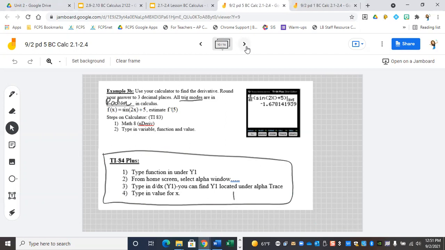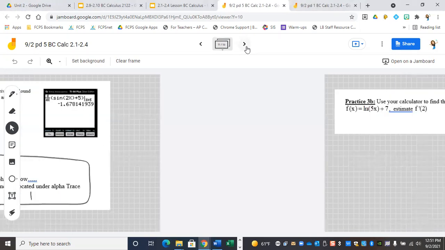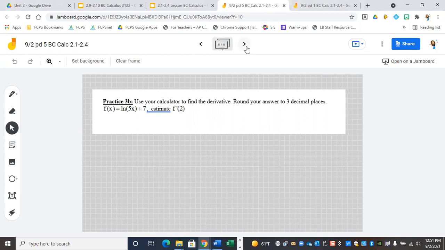So go ahead and practice to make sure you're comfortable. Go ahead and try practice 3B for me. See if you can use your calculator to find this derivative, natural log of 5x plus 7.